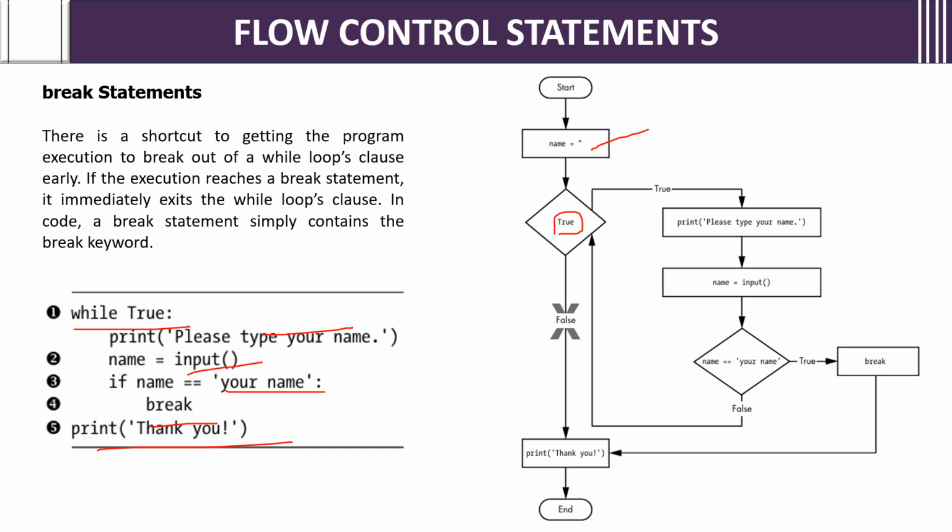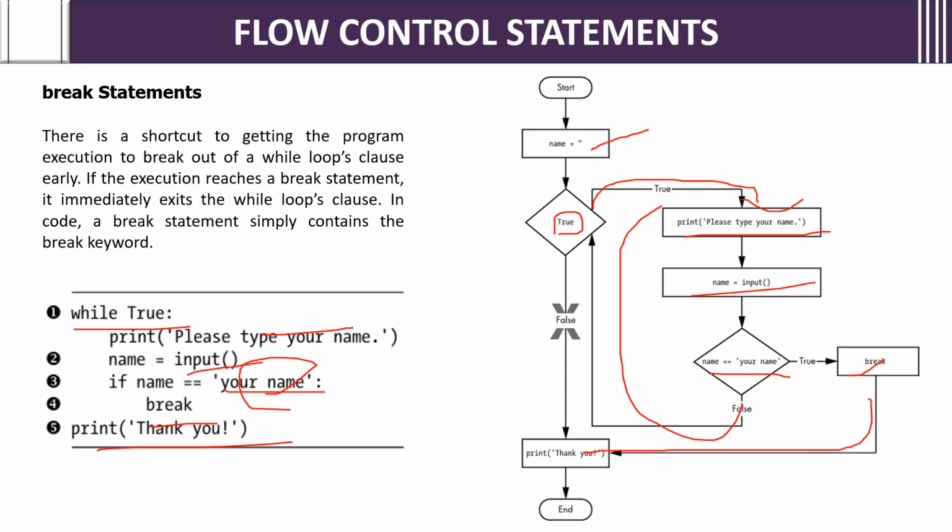Why while True? Because it will not come out of this loop by itself. It is an unconditional loop because it is always true. Print "Please type your name", name equals input. If name equals "your name"; if you have not given your name, it is false and it will go again. If you type your name itself, then it will break and directly say thank you.